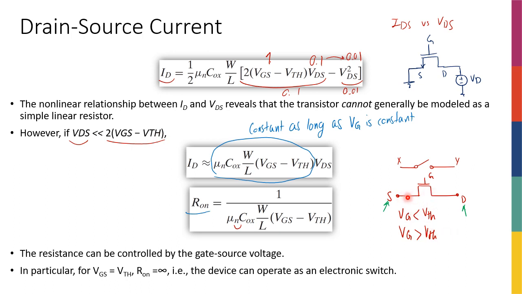Therefore, I can assume that I have a really good connection between drain and source, because as long as my VGS is really large, this resistance becomes smaller and smaller. If the VGS is large enough, I can approximate R on as almost zero. So I can approximate the switch as causing a short circuit between drain and source.